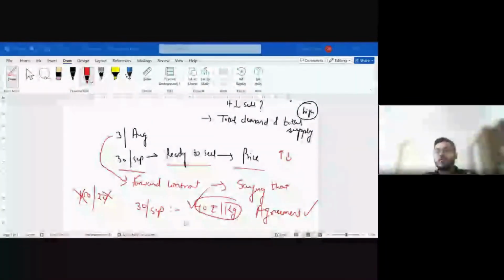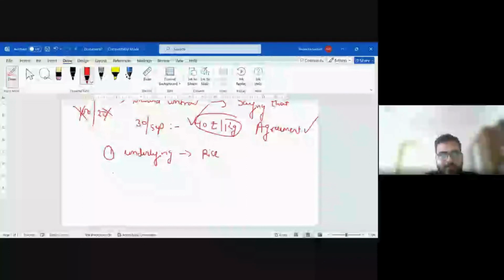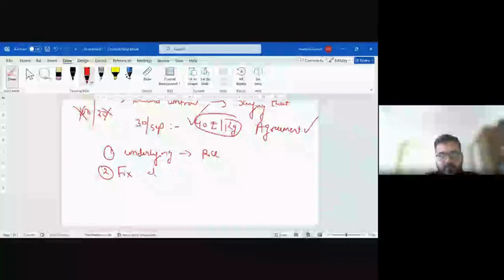This is called a forward contract, wherein you are agreeing to buy or sell a certain commodity or a certain security at a certain point of time into the future at a fixed price. So क्या क्या तीन elements है इसमें? The elements over here are, the element number one is an underlying. In this case, the underlying is what? Rice. Second thing is fixed date. What date have I fixed? 30th September. Third thing is what? Fixed price. The price that I fixed is 40 rupees per kg.